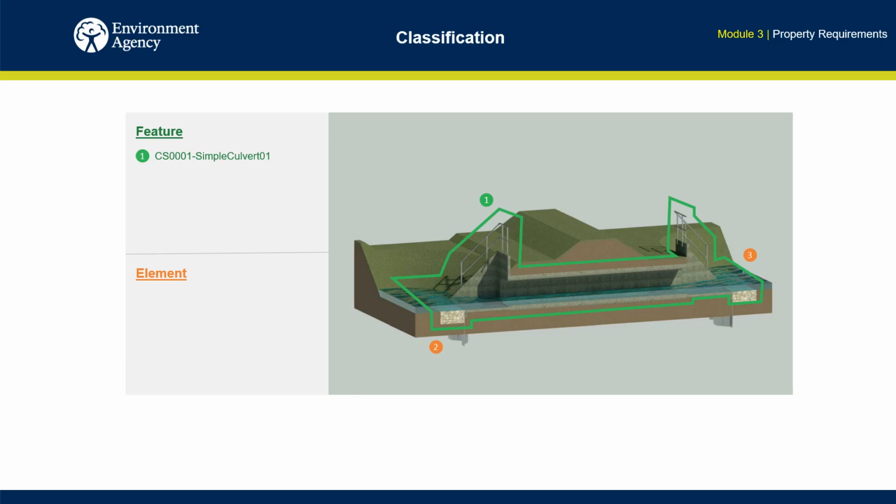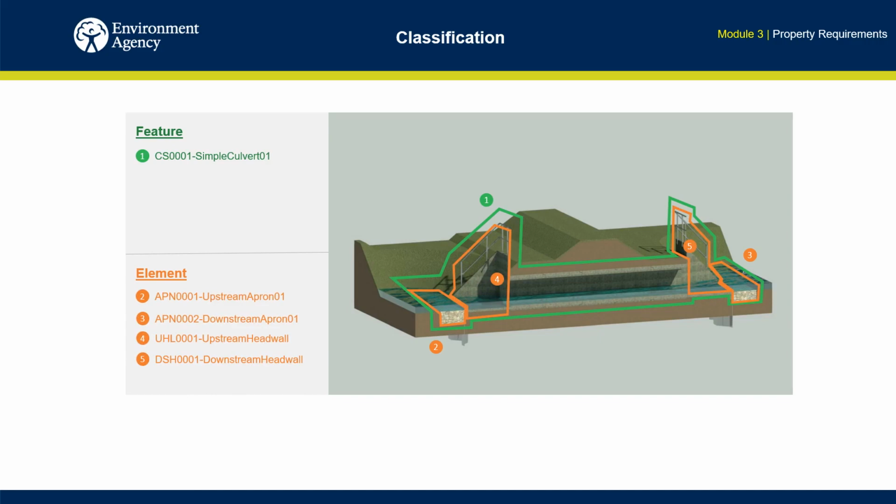In our example, there are several elements associated with the culvert feature. Two aprons, both upstream and downstream, a head wall at both ends of the structure, and finally a culvert connecting the two head walls.